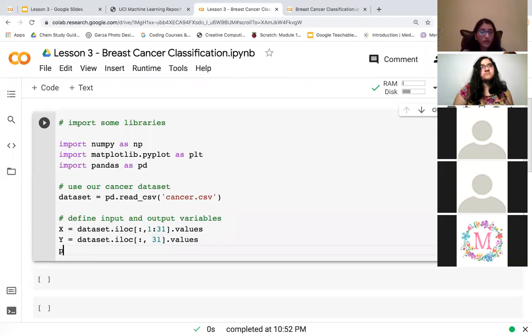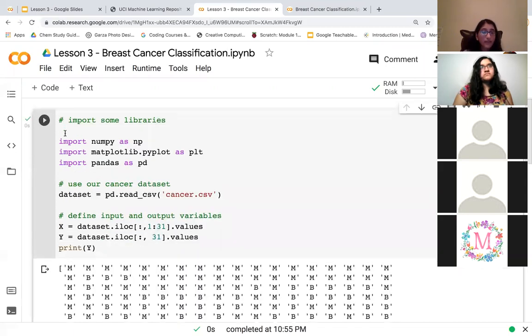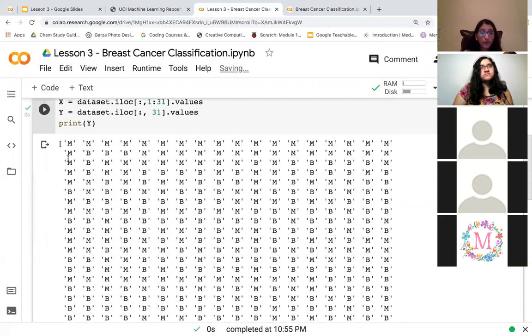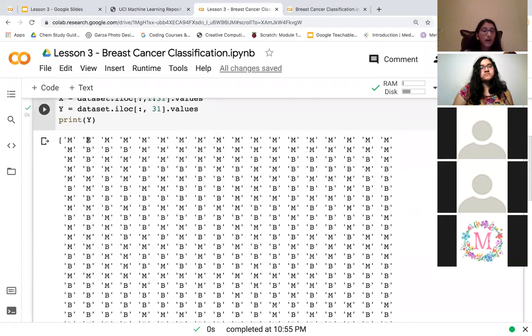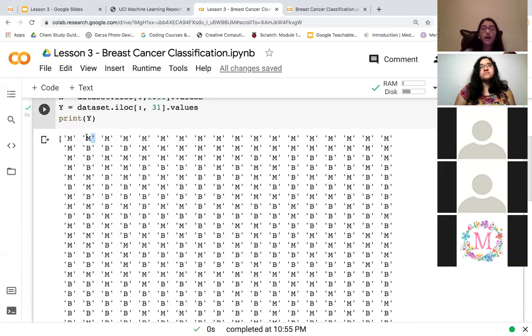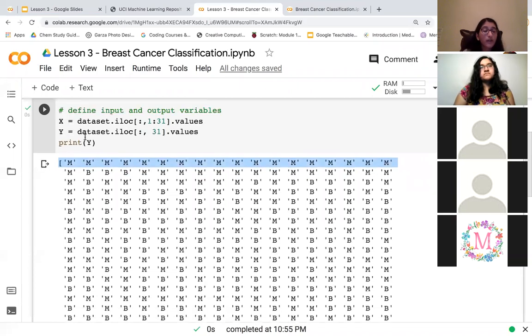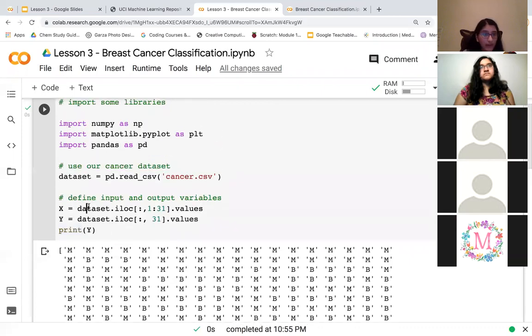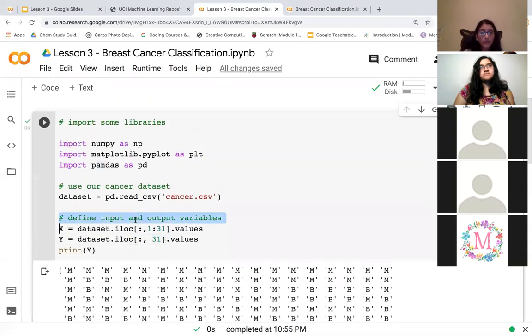We'll do a quick print Y to output and see what this looks like. Make sure your output looks something like this. You might be confused, like, what is this output? This doesn't look right. But it's the classes of M and B, malignant or benign. That will tell you whether the patient has breast cancer or not. So if you print Y and you see this, then you are on the right track. If you don't see that, let me know and I will send this code in the chat, because it's probably some typo inside of these brackets, which is very tricky to see. And let me know if you have any errors as well.